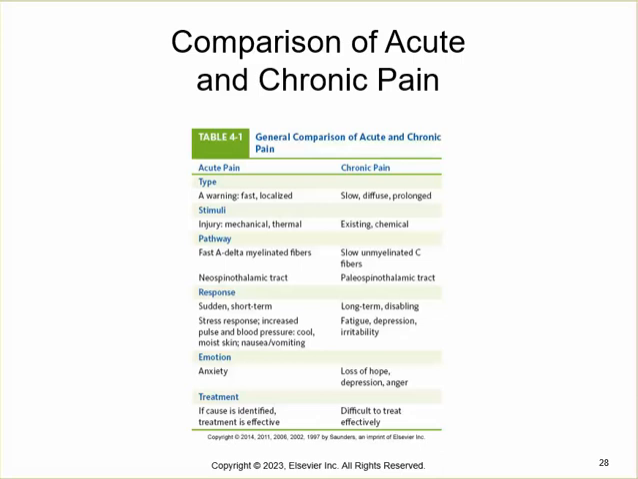Slow, diffuse pain is chronic. It's from existing injuries, from chronic injuries where there's histological change. Tends to be slow C fibers, paleospinothalamic tract. It's disabling. It leads to emotional distress, depression, irritability, and it's very difficult to treat.